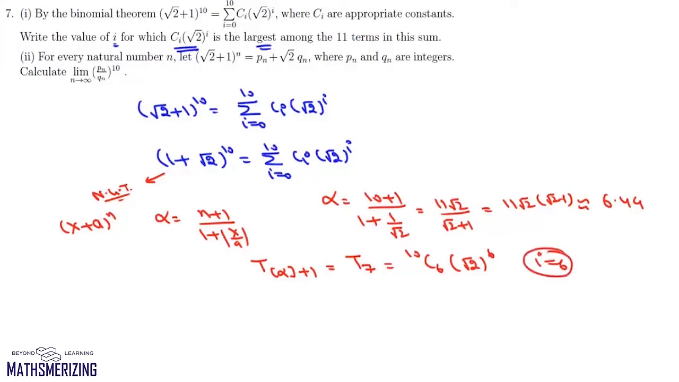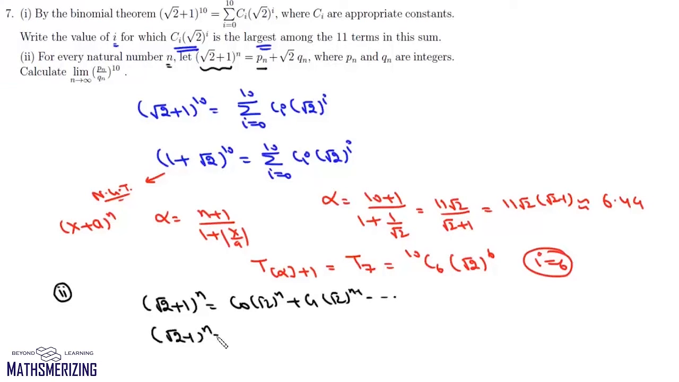What we'll do is, we know that if we take the expansion of (√2 + 1)^n, it will be c0 (√2)^n + c1 (√2)^(n-1) and so on. And if we consider (√2 - 1)^n, it will be c0 (√2)^n (-1)^0 - c1 (√2)^(n-1) and so on. So the expansion of (√2 - 1)^n will be nothing but pn - √2 qn. Now we take limits both sides.